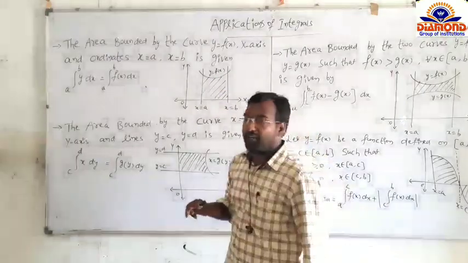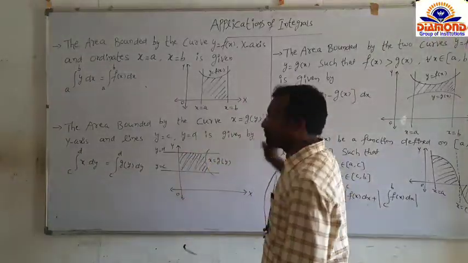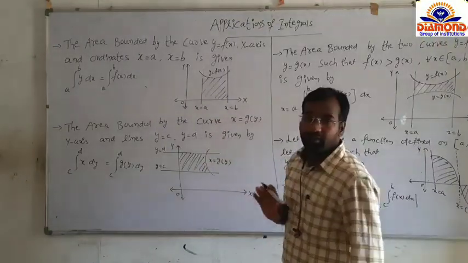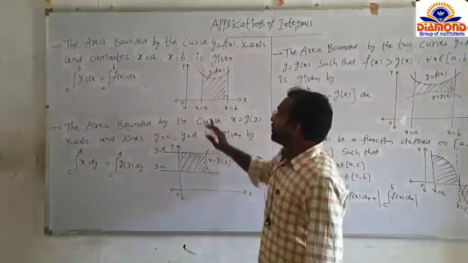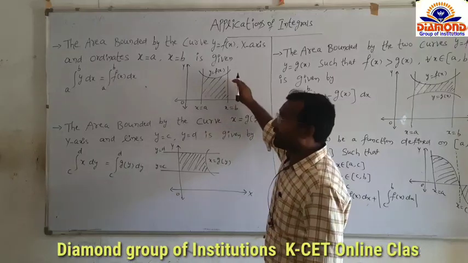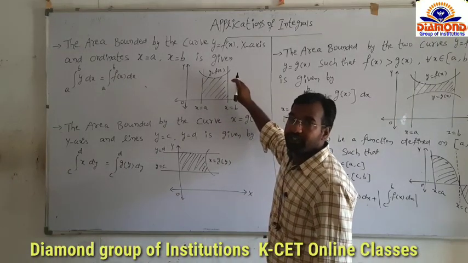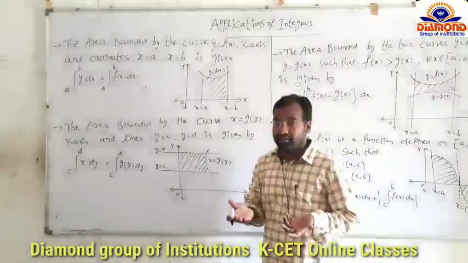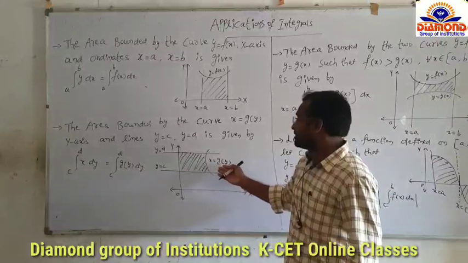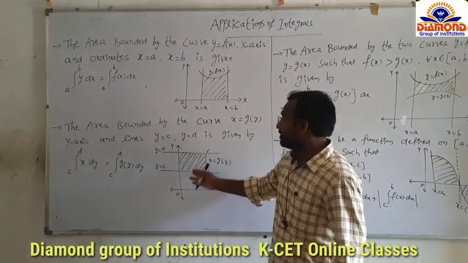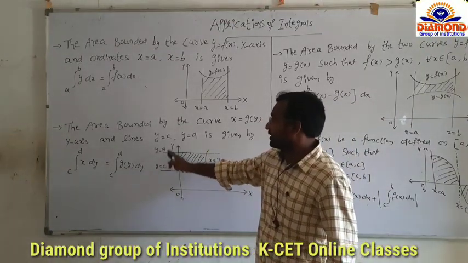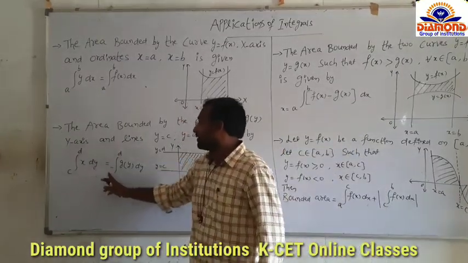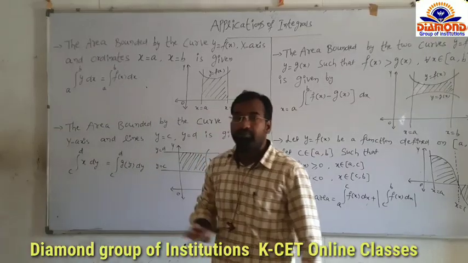Mostly, area problems depend on these four types. So this is finding area with respect to the x axis. Next, suppose we find area with respect to the y axis. At that time you take it like this. x equal to g of y is a curve. It lies between the lines c to d. So at that time the area is calculated by integration c to d x dy, equal to integration c to d g of y dy.